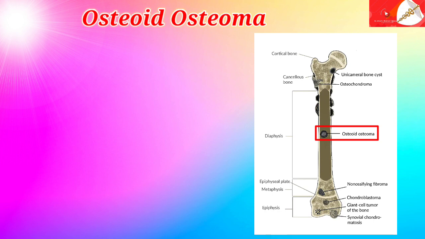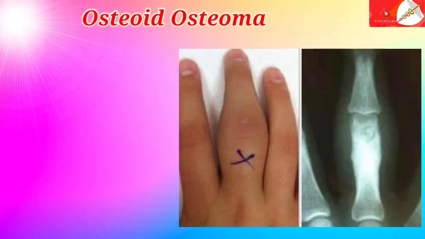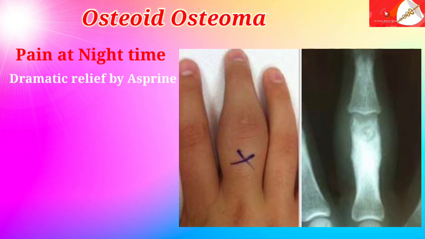Osteoid osteoma typically occurs in children, particularly adolescents, and it has been studied that males are affected 3 times more commonly than females. Osteoid osteoma usually presents with night pain and with dramatic relief by aspirin. Depending on the location of the tumor, there may also be swelling.